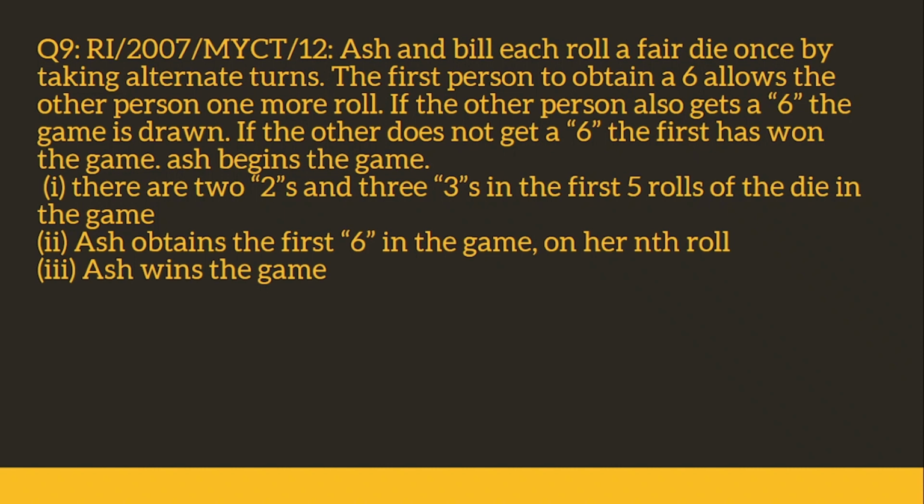Then find the probability that Ash wins her first. Wait, find the probability that Ash obtains her first 6 in the game on her nth roll, and find the probability that Ash wins the game.